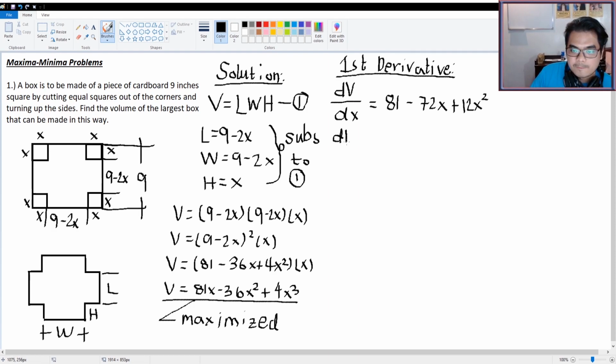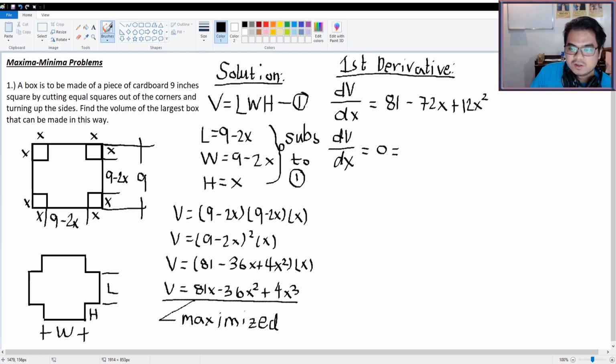Remember, if you are maximizing, dv over dx, the first derivative, is also equal to the slope of the curve, or the tangent line touching the curve at that point. The slope of the tangent line will be 0. Therefore, dv over dx must be equal to 0. Therefore, 0 will be equal to this one.